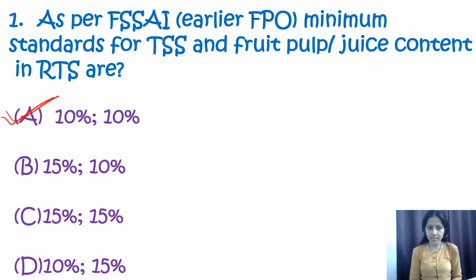So as per FSSAI, what is the full form of FSSAI? It's actually Food Safety and Standards Authority of India. So it has set a few minimum standards for TSS, that is total soluble solids, and for the fruit pulp juice content in RTS. RTS over here stands for ready to serve beverages. So the minimum TSS content is 10% and the minimum fruit juice or fruit pulp content is 10%. So over here my correct option is A, that is 10%.